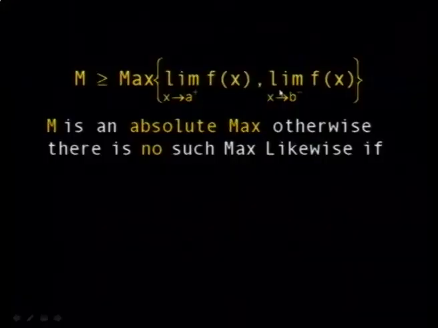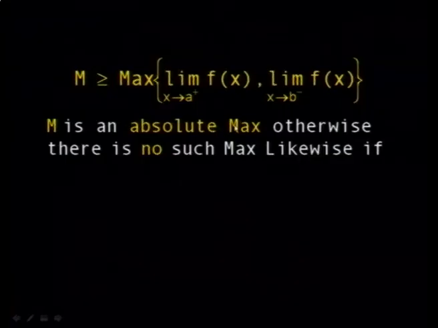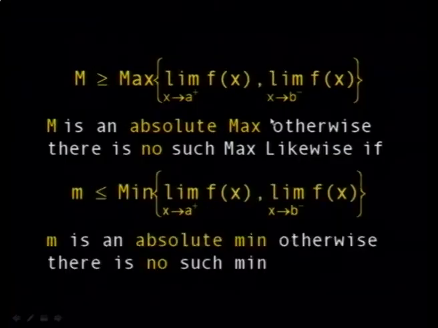So what we do is take the maximum of the limit from the right-hand side at A and from the left-hand side at B, and M is an absolute maximum if M is the maximum among the local extrema and is greater than those limits. Otherwise, the function has no such global maximum, and the same thing goes for the minimum.